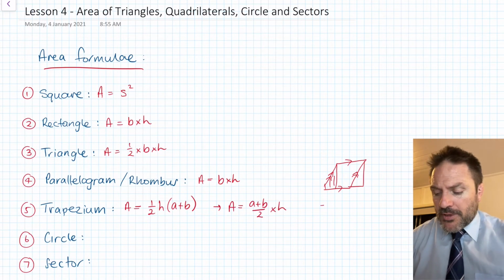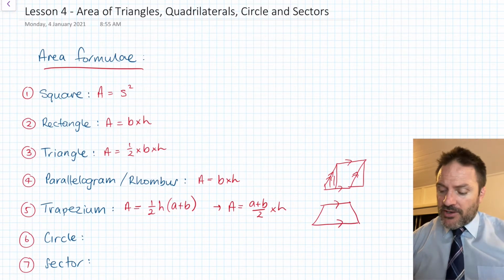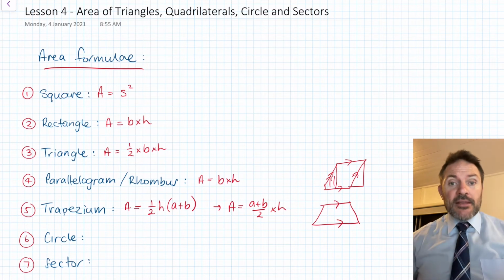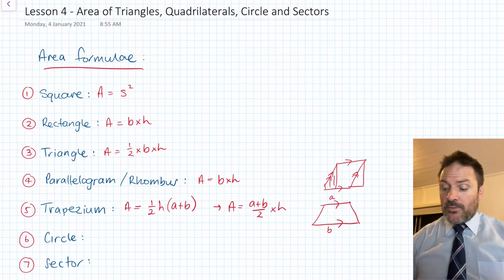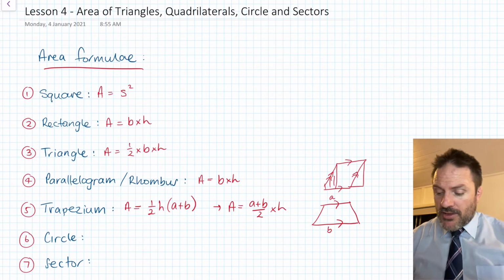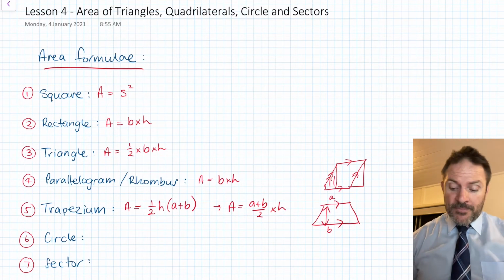Again, remembering that a trapezium has one pair of opposite sides that are parallel. Basically, it's kind of like a rectangle, right? And you find the average length of the sides because they're not the same. So there are your a and b. So the average of those two sides added together would be a plus b divided by 2. And you then simply times it by the height like a normal rectangle. But either version is fine.